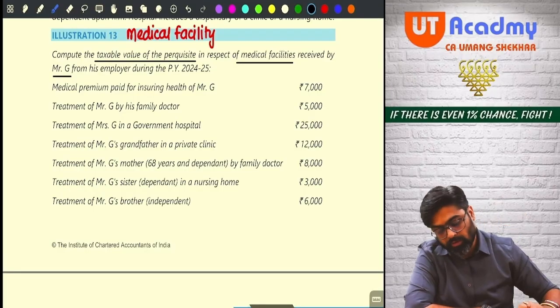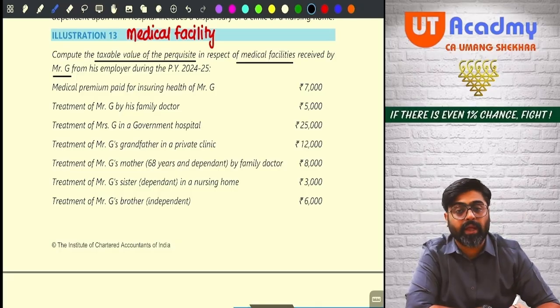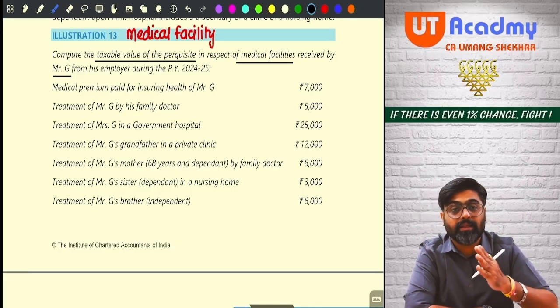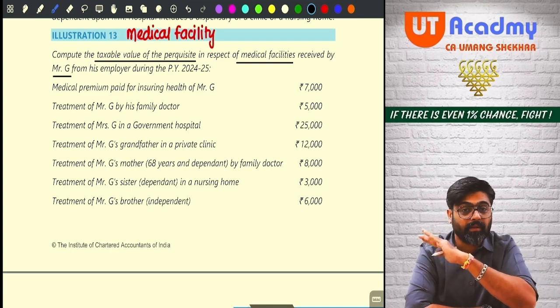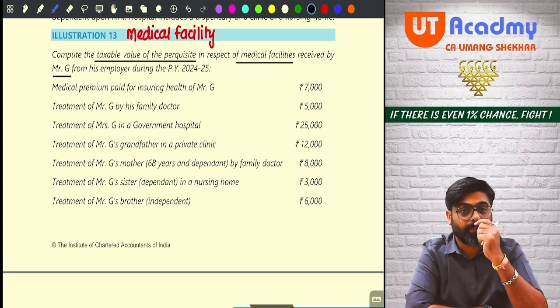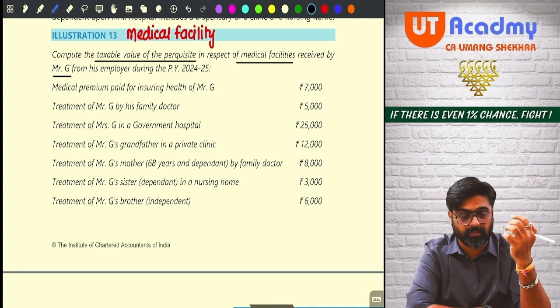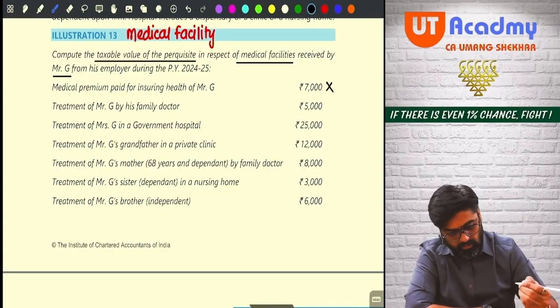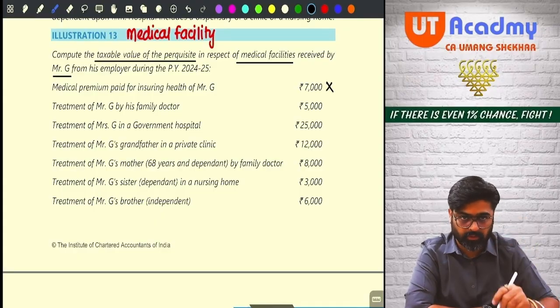Yes or no? So first one, medical premium paid for ensuring health of Mr. G. Health insurance premium paid by the employer for Mr. G, for the employee. Taxable or exempt? Exempt. So not taxable.